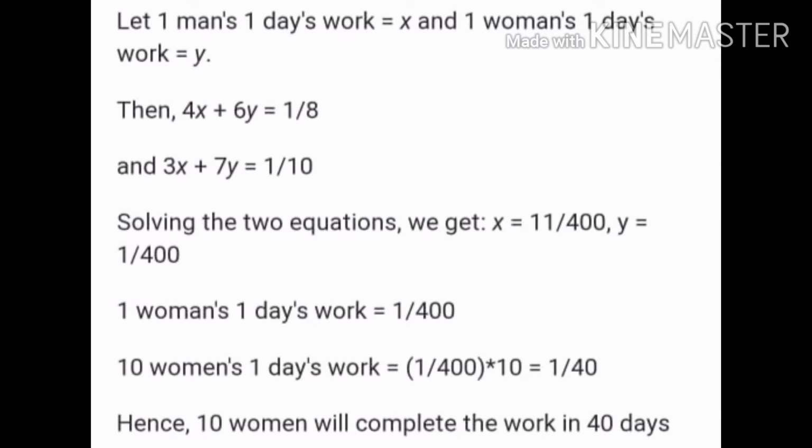Let 1 man's 1 day work be x and 1 woman's 1 day work be y. 4x plus 6y is equal to 1 upon 8, as 8 days are mentioned, and 3x plus 7y is equal to 1 upon 10. Solving the two equations, we get x is equal to 11 upon 400, y is equal to 1 upon 400. 1 woman's 1 day work is equal to 1 upon 400. 10 women's 1 day work is equal to 1 upon 400 into 10, 1 by 40. Hence 10 women will complete the work in 40 days. So option B is the correct one.